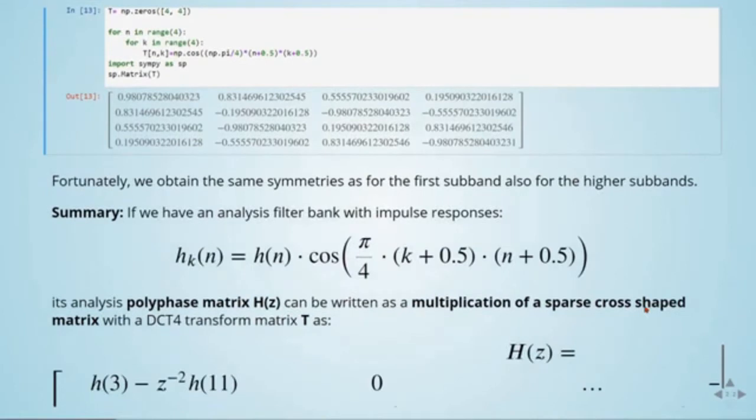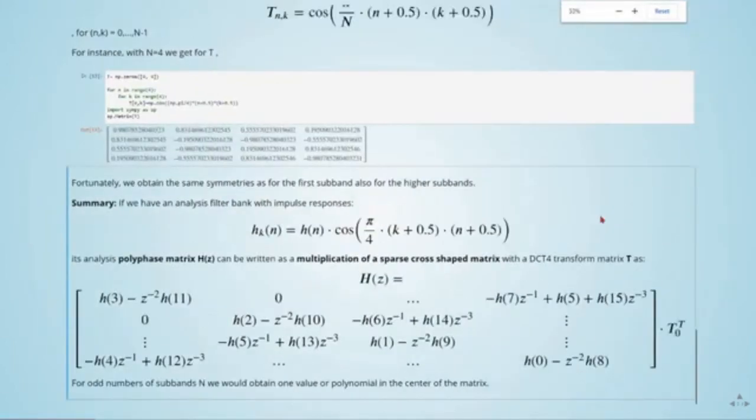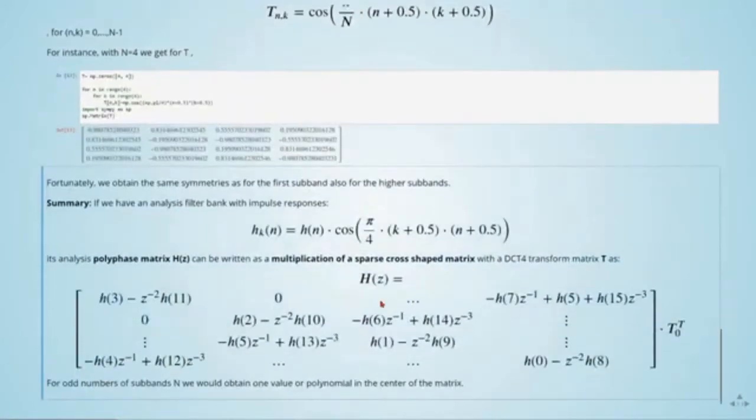In summary, we have an analysis filter bank with the impulse response given here, and its analysis polyphase matrix H of z can be written as a multiplication of a sparse cross-shaped matrix with a DCT4 transform matrix T given here. And notice that for odd numbers of subbands N, we would obtain one value or one polynomial in the center of the matrix.